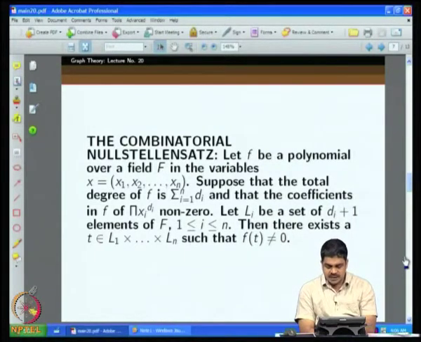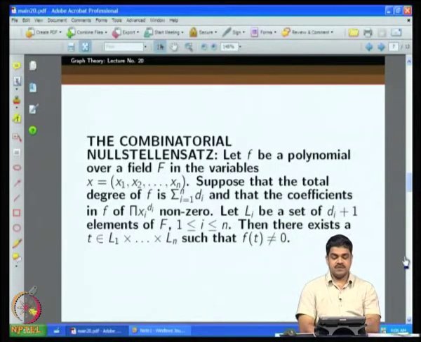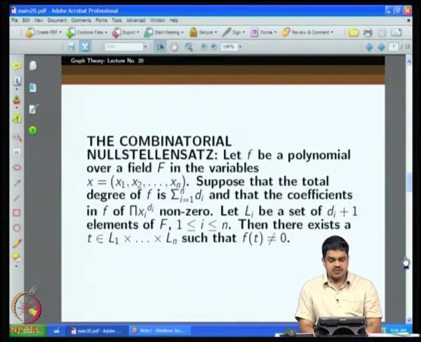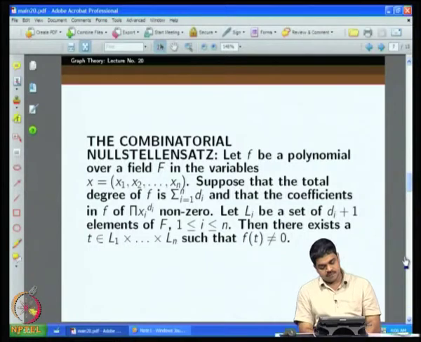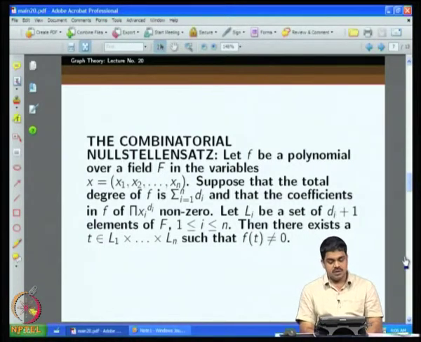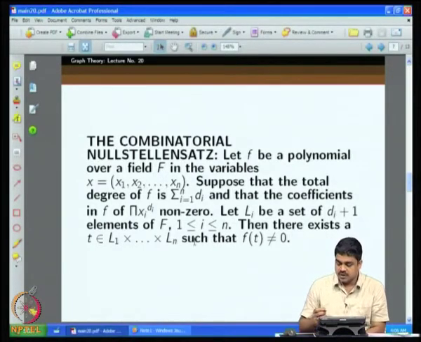The other condition is that we know these values d1, d2, d3 and so on, and if you consider this particular term x1 raised to d1, x2 raised to d2, x3 raised to d3, namely xn raised to dn, this term's coefficient will be non-zero. So, these are the only conditions. If these two conditions are satisfied, then we can pick a value from L1 for x1, a value from L2 for x2 and so on, such that when you substitute these values, the polynomial evaluates to a non-zero value. Then there exists a t in L1 cross L2 cross ... cross Ln such that f of t is not equal to 0. This is what it says.